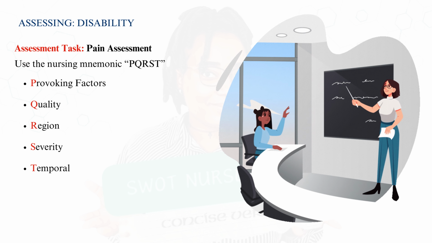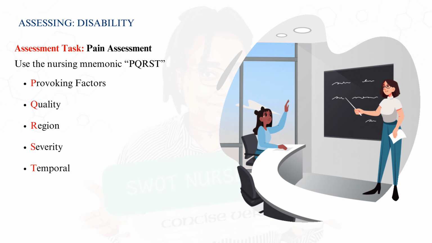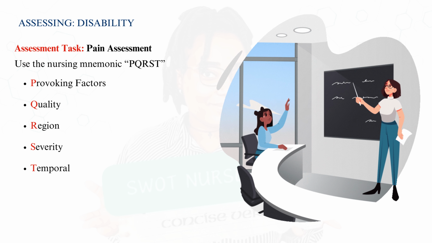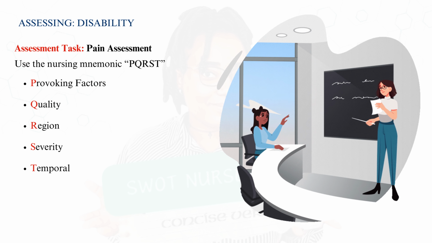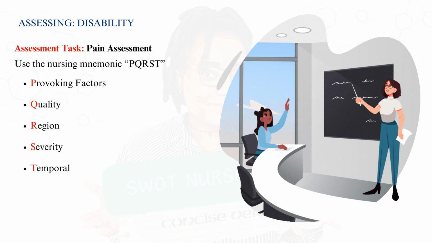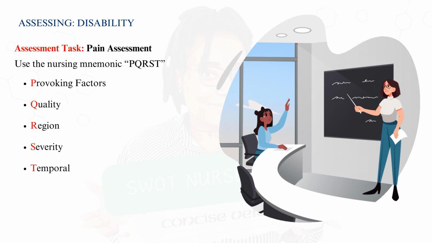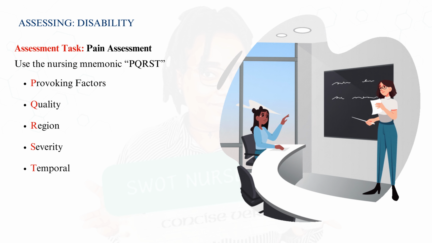For the region or location, I would ask for him or her to show me where the pain is. Is it the head, chest, abdomen, etc.? In addition to, I would query the severity of the pain, using the pain scale of 0 to 10, 0 being no pain, and 10 being worst possible pain. I would ask him or her to rate the pain from 0 to 10.